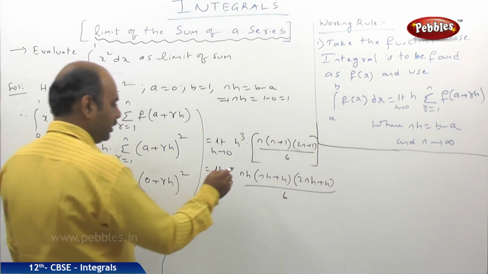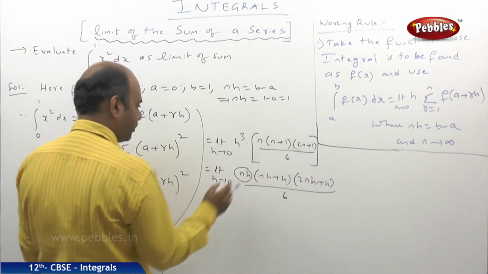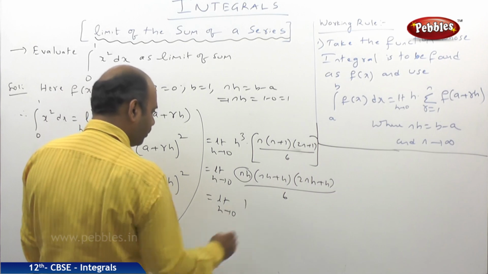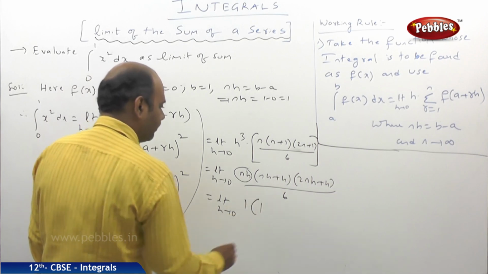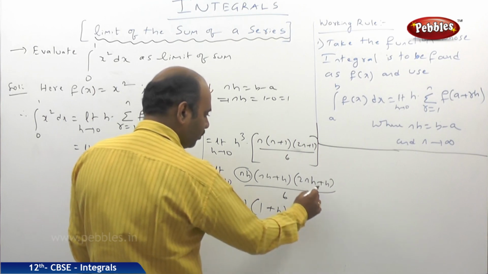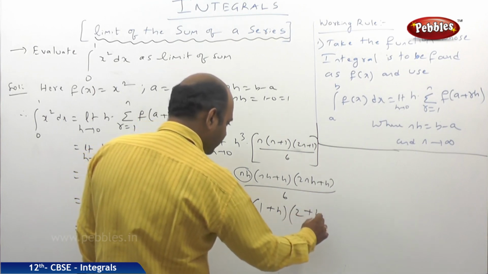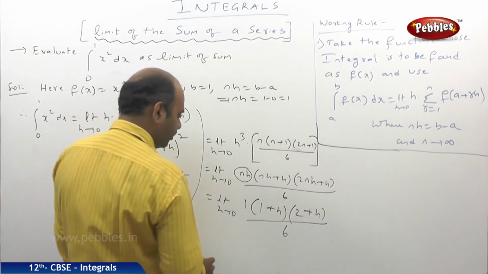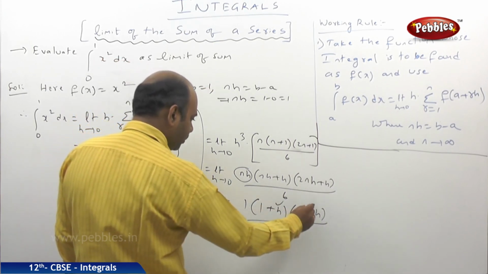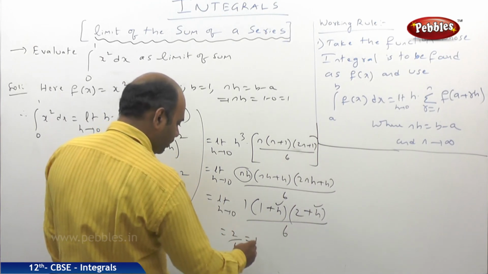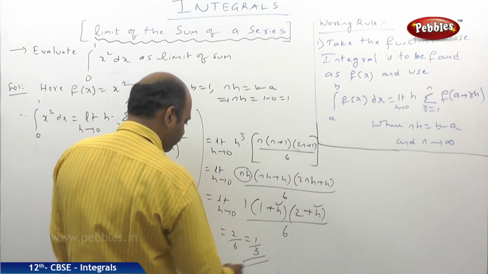But now in place of nh I can substitute 1. So limit h tends to 0, 1 here and 1 here, h here and here 2 into 1 means 2 plus h, whole divided by 6. But now limit h tends to 0, so this becomes 0, this becomes 0. So finally we will be getting 2 by 6. 2 by 6 means 1 by 3.